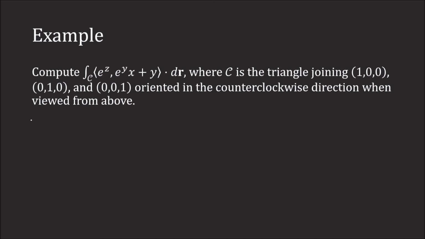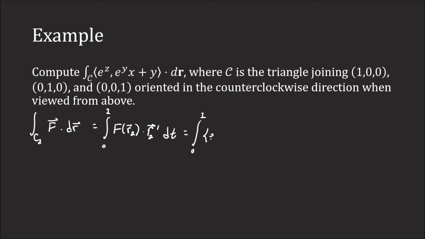Let's now look at the integral along C2. This will be the integral from 0 to 1 of f of R2 dotted with R2 prime dt. This is the integral from 0 to 1 of e to the t, e to the 1 minus t, 1 minus t, dotted with 0 minus 1, 1 dt.